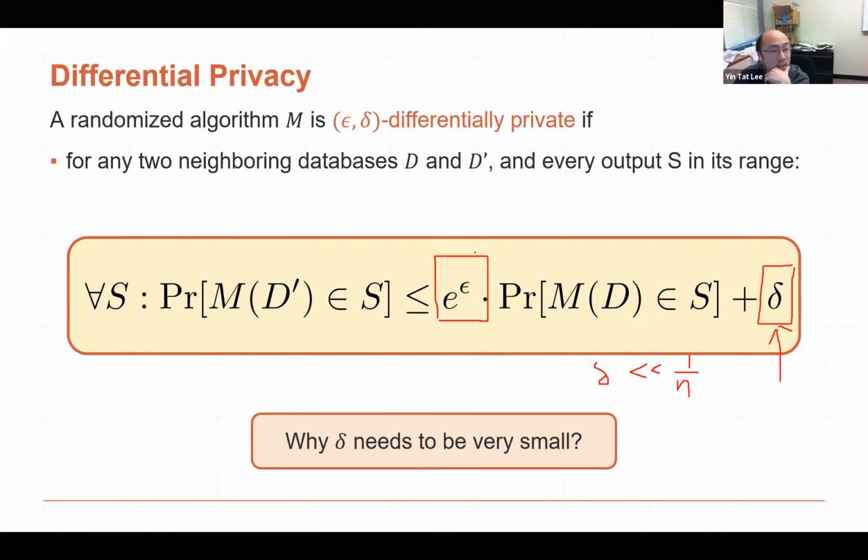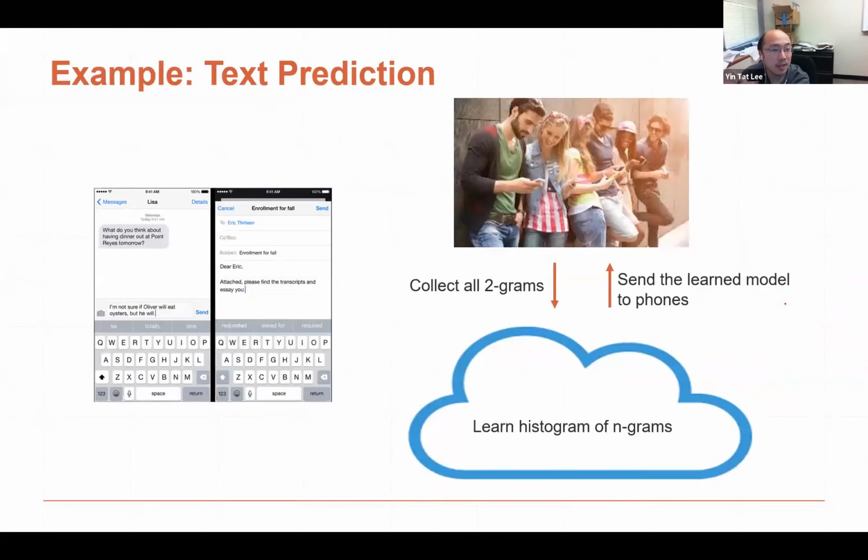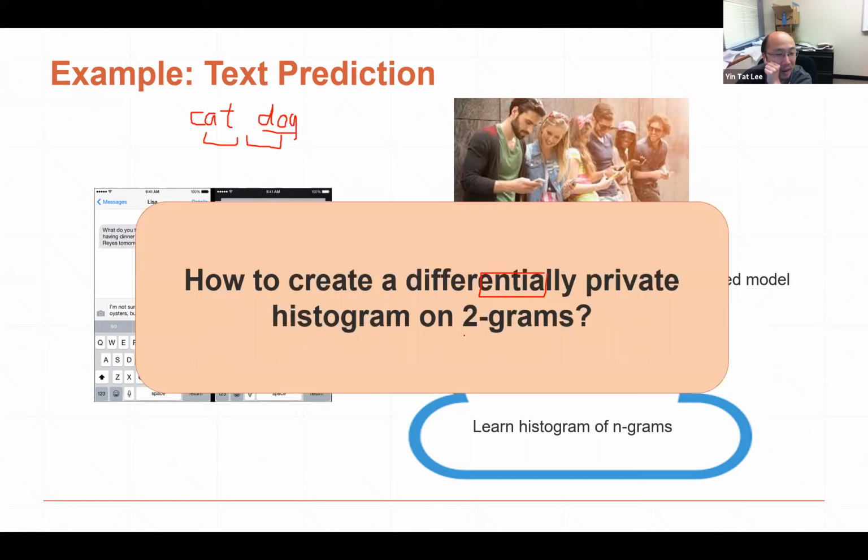Yeah, and in some applications, this delta term is necessary. Let me give you an example for that. Let's say this application is text prediction. You have a bunch of texts. You want to collect the 2-grams, the 2 words, from the user data. For example, maybe usually people type a dot after cat. So in your text prediction, you want to predict dot after cat. And what we want to do is, let's say we want to collect a histogram of 2 pairs of words. And the question is how we can do it in a differentially private way.